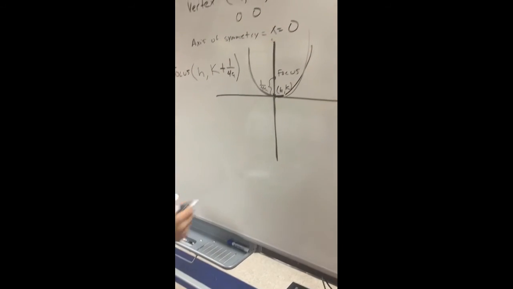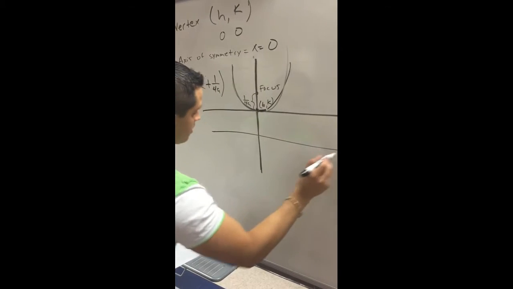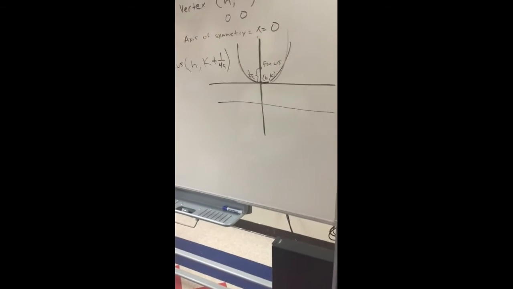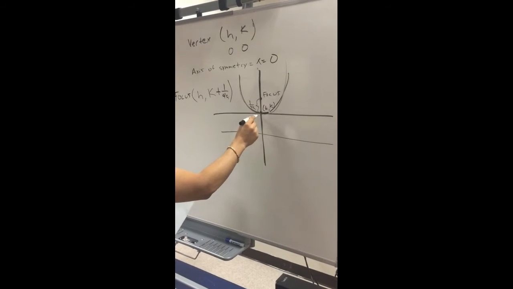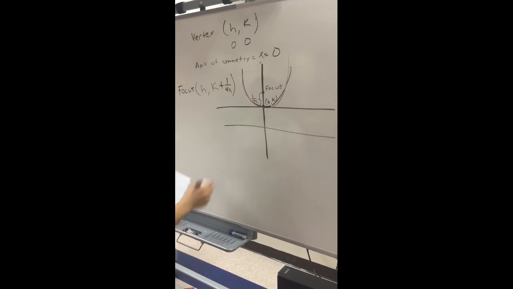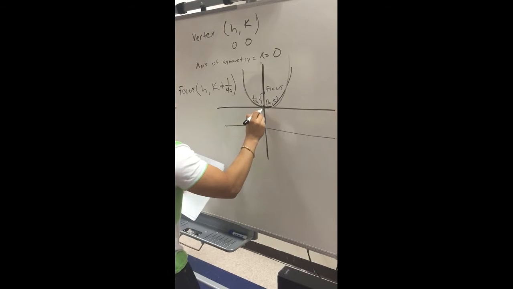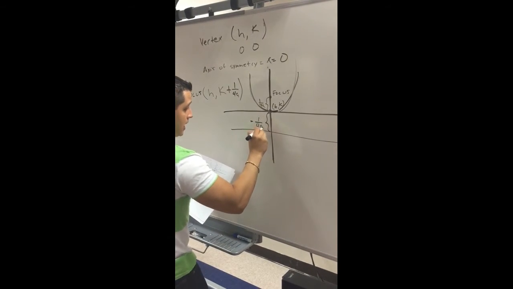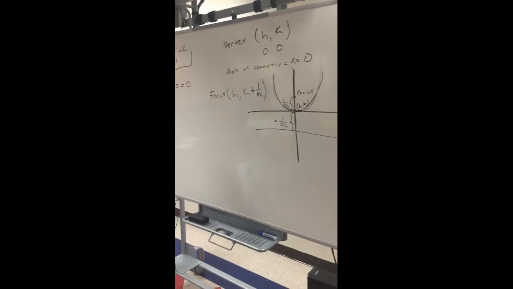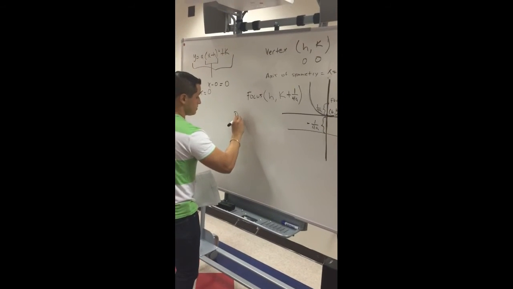Now to find the directrix, as I mentioned previously, the distance from the focus to the vertex is going to be the same distance from the vertex to the directrix. So this is going to be negative 1 over 4a.